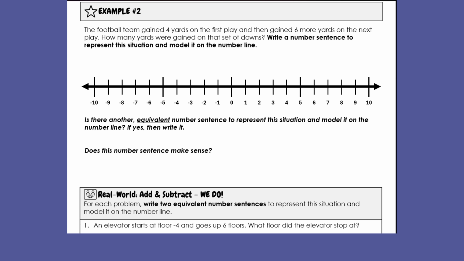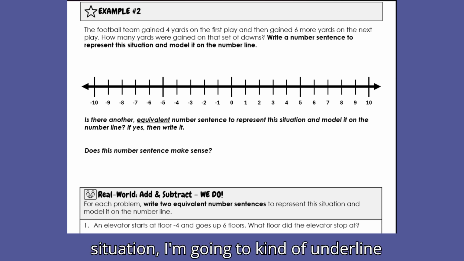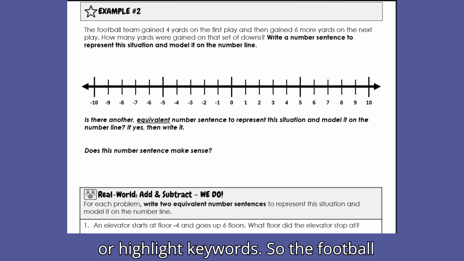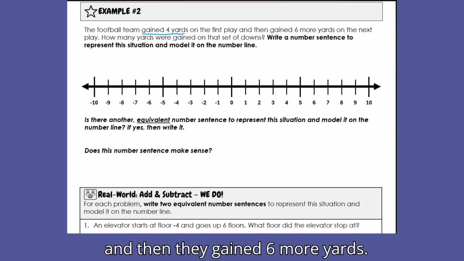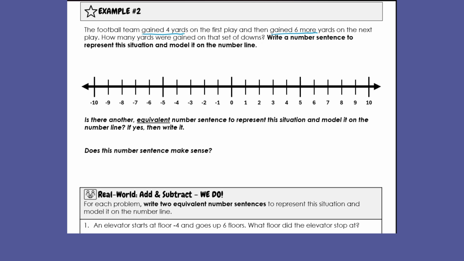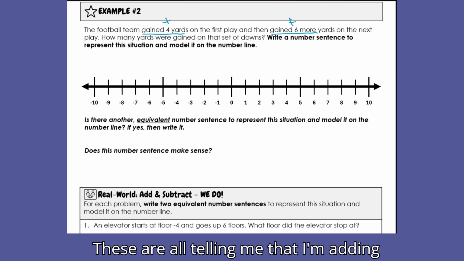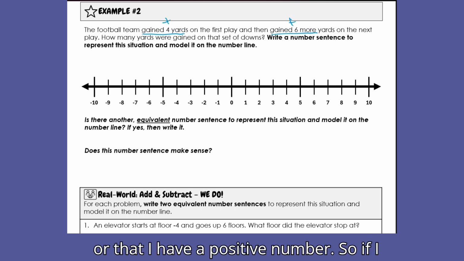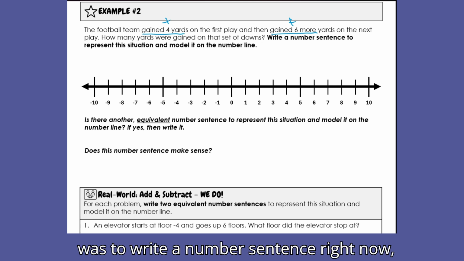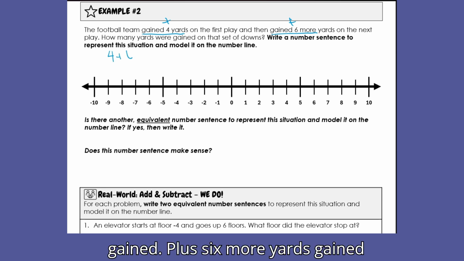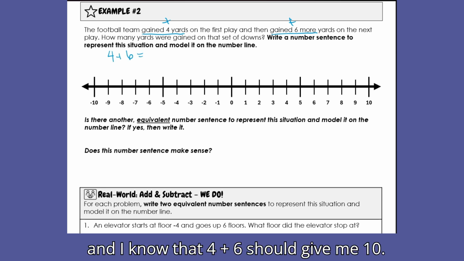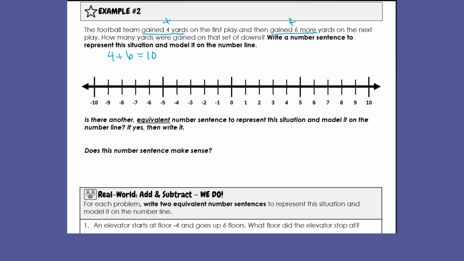So when I'm looking at my real world situation, I'm going to kind of underline or highlight keywords. So the football team gained 4 yards on the first play and then they gained 6 more yards. These are all telling me that I'm adding or that I have a positive number. So if I was to write a number sentence right now, my mind just goes to I have 4 yards gained plus 6 more yards gained. And I know that 4 plus 6 should give me 10.